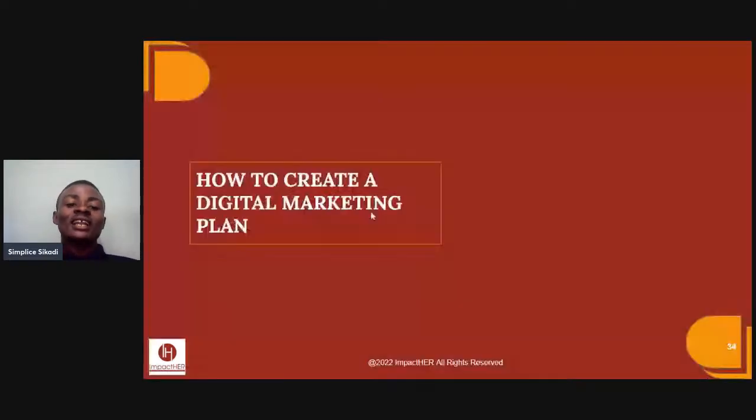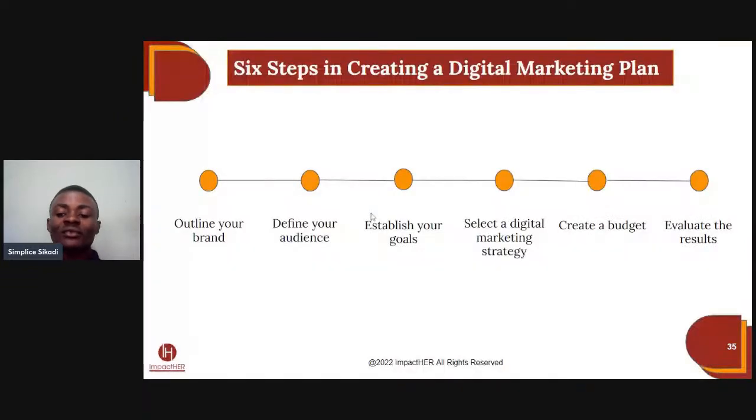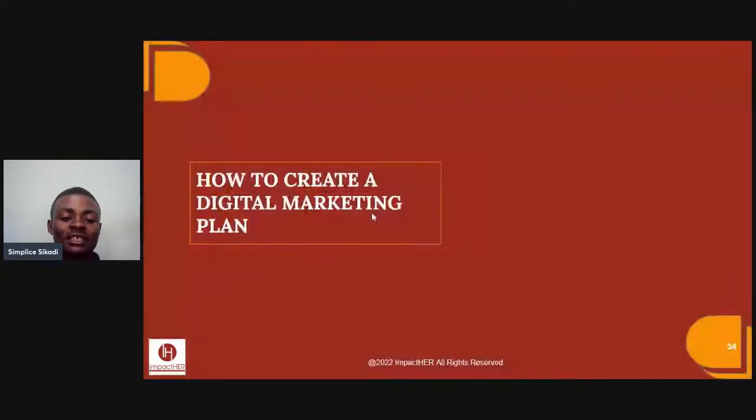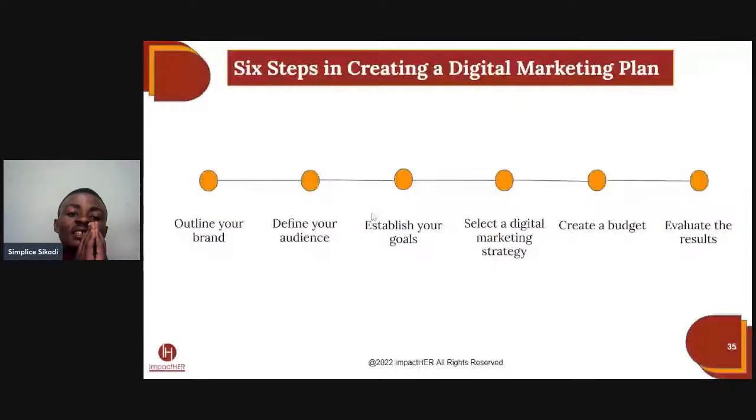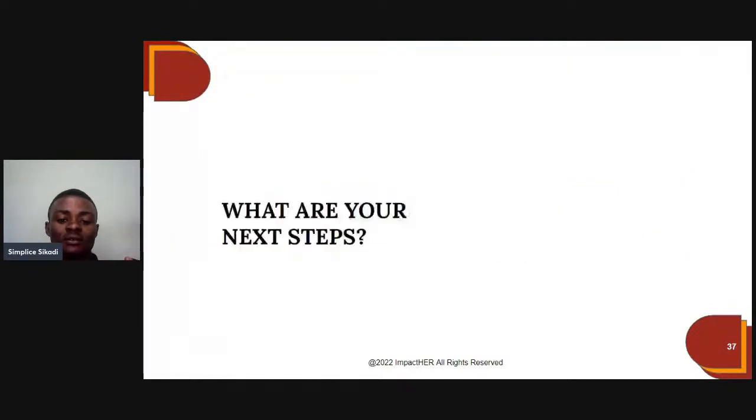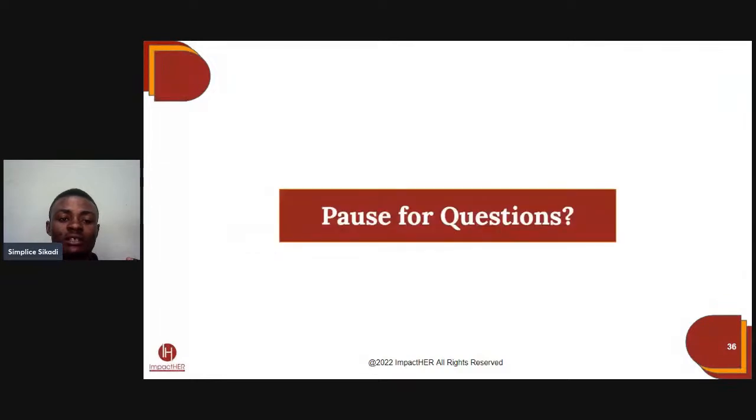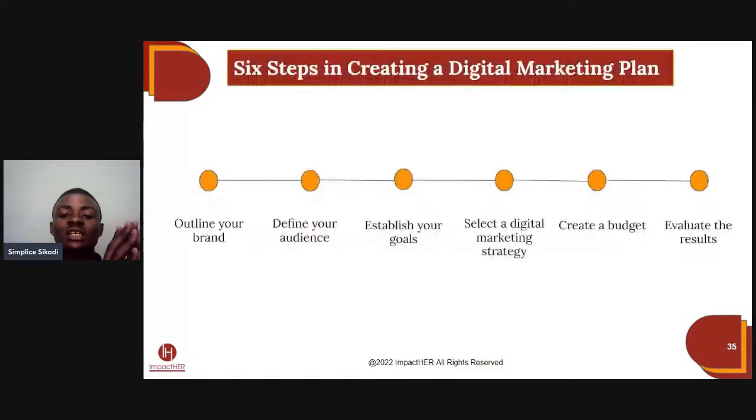So let's look at how to create a digital marketing plan. How do you create a digital marketing plan? There are 6 steps in creating your digital marketing plan. The first thing is to outline your brand. So define your brand.